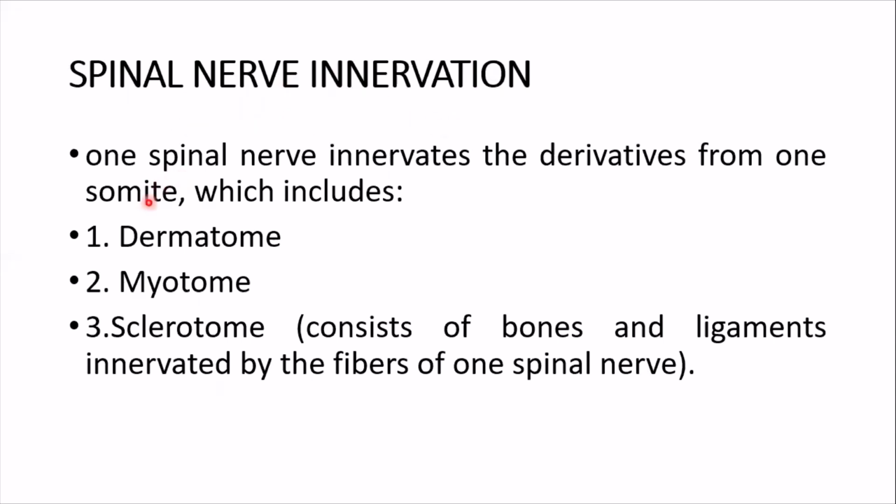So, spinal nerve innervation. One spinal nerve innervates the derivatives from one somite. Go back to the embryology. What is a somite? You know that. So the somite gives rise to dermatome, myotome, and the sclerotome. We have to define and then tell you about the dermatome and myotome. The sclerotome consists of bones and ligaments innervated by the fibers of one spinal nerve.